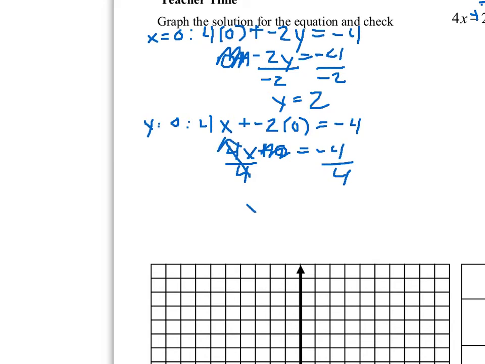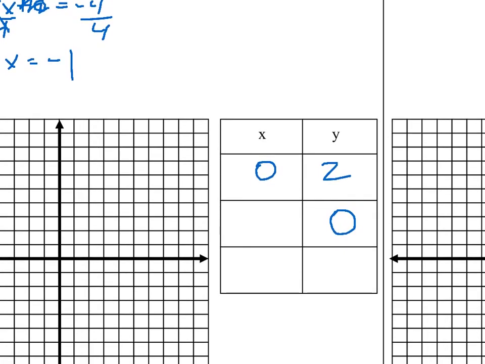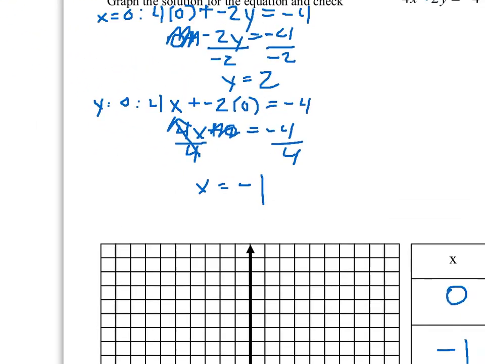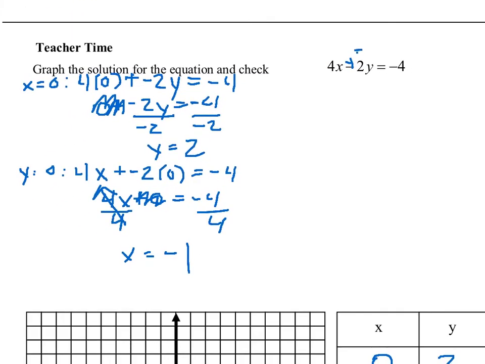4 divided by 4 is 1, gives us x is equal to negative 4 divided by 4. Negative 1. So when we come back over to our xy table, our x for when y is equal to 0, our x is equal to negative 1. So the next one is the tricky part. All right, what do we choose for this last value? What do you think?